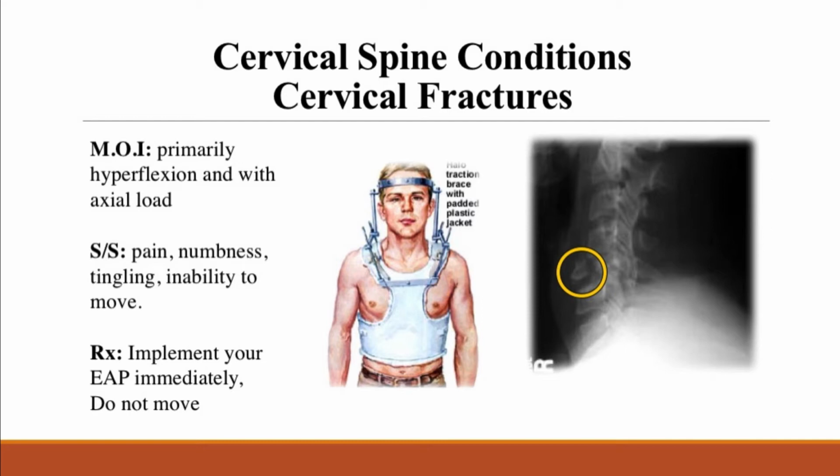A spinal fracture can occur from extensive flexion with axial loading, such as receiving a force to the top of the head. This occurs primarily in football players when they drop the head before a tackle, or for a diver who hits her head on the diving board. The athlete will complain of pain in the neck and possible numbness, weakness, tingling, or inability to move the arms and legs. It's imperative that you do not move the athlete and immediately implement your emergency action plan.